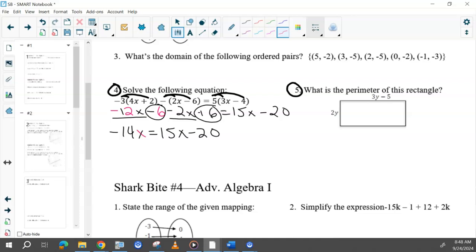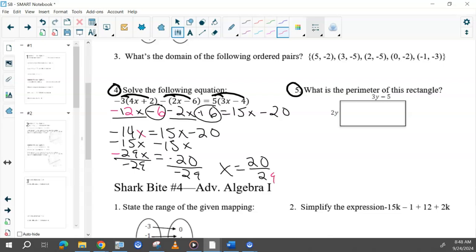And then I can move the 15x over by subtracting. I could move the 14 over, but then I have 0 equals, and everything would be on the right, and I want to get them separated. And then I would divide both sides by negative 29. And we'll end up with some fraction that I don't believe can be simplified. So x equals 20 over 29. Questions on that one?